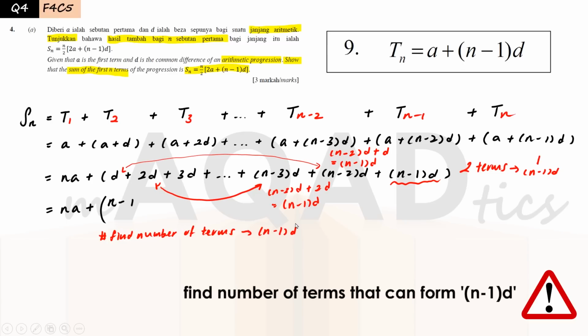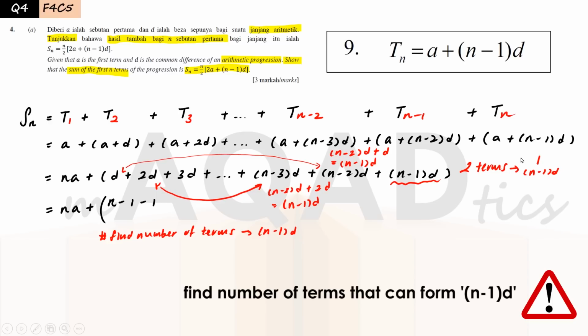Okay, so here in total we have n minus 1 terms, right? So we are going to exclude this value because this is for tn. So we're going to start off with n minus 1, and here we are going to exclude t1 because t1 doesn't have d, so it is not inside here. Alright, so we are going to minus 1.